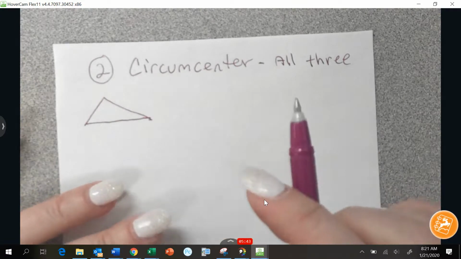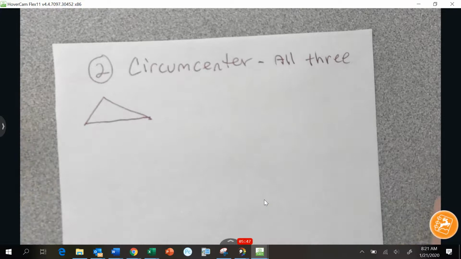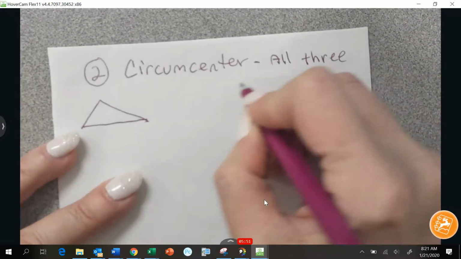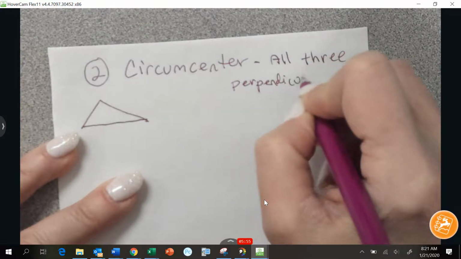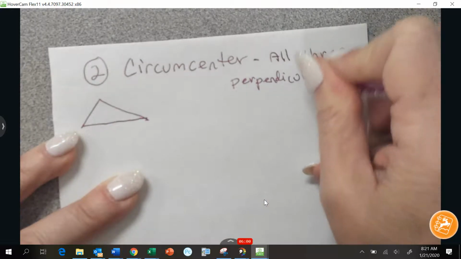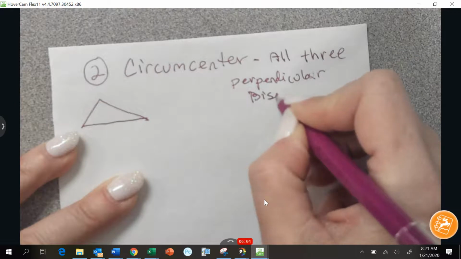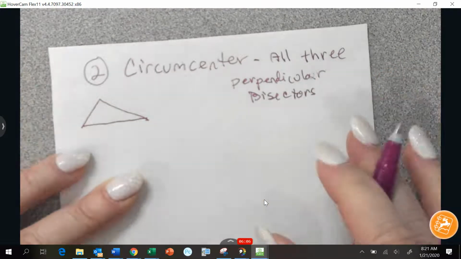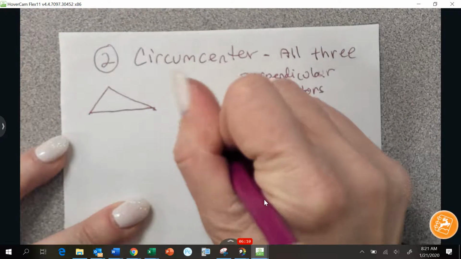A lot of people did this on the quiz, but you used medians. If you use medians, obviously it's totally wrong. Okay, so this is all three perpendicular bisectors. All three perpendicular bisectors. And then we need to know what a perpendicular bisector is.